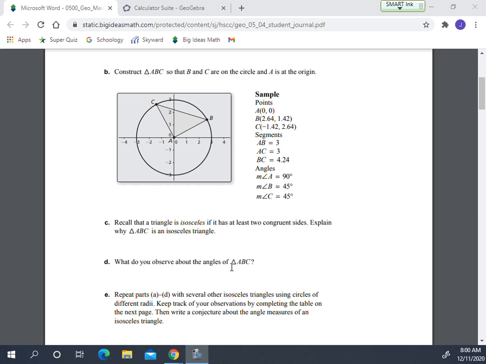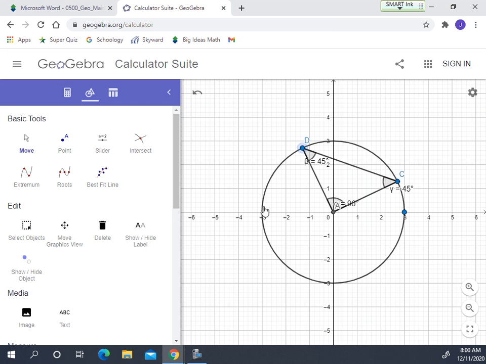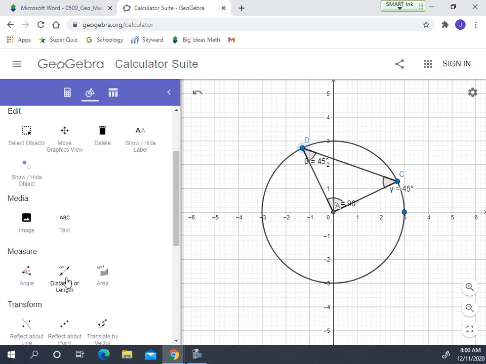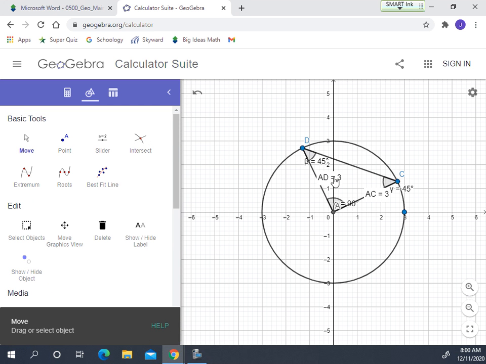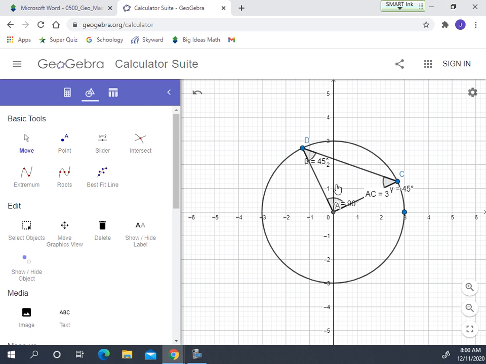And then it says, what do you observe about the angles? Well, we talked about the angles. I'm going to go through that a little bit more. Right here in part E, we have to repeat this. So I went into GeoGebra. I created their triangle with the circle. Okay, so radius is 3, and I double checked. I found the distance, made sure that between A and C the length was 3, which it is. And the length from A to D is 3. Okay, so we know for sure we have an isosceles triangle. Right, when at least 2 sides are equal, it is an isosceles triangle.